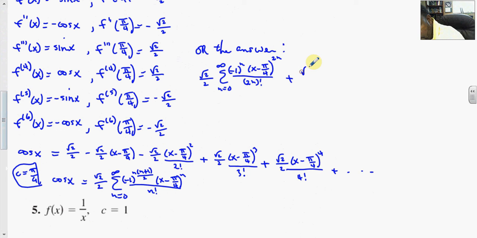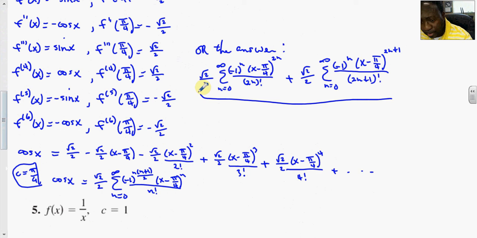summation as n goes from 0 to infinity of negative 1 to the n times x minus pi over 4 to the 2n plus 1 all over 2n plus 1 factorial. You take both of these together for your answer.